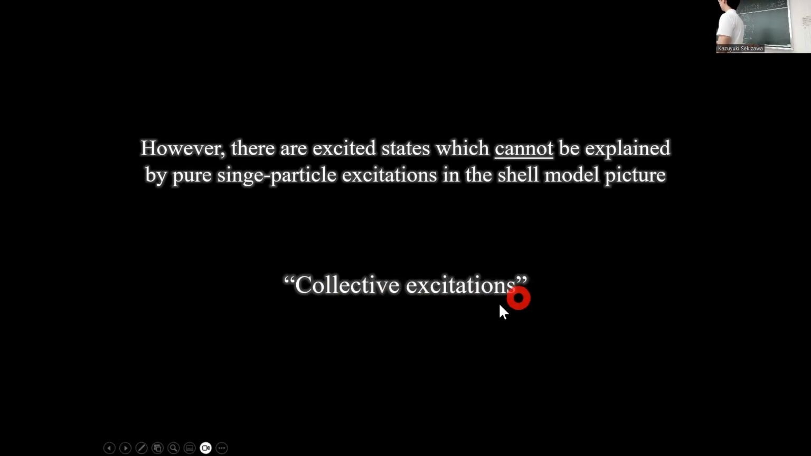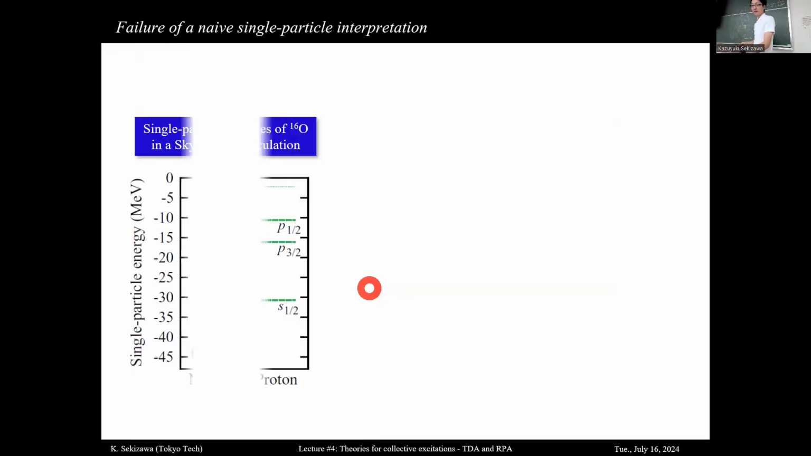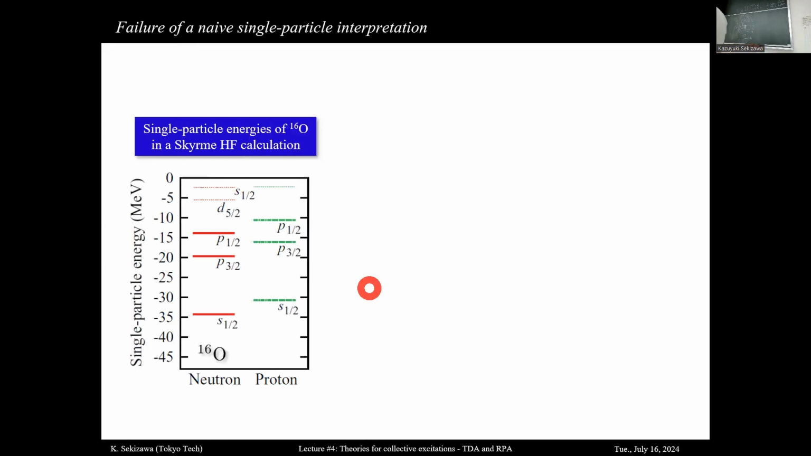Okay. So, however, there are excited states which cannot be explained simply by single particle excitations in the shell model picture. There are some excited states that cannot be explained simply using this kind of excitation. And it is a collective excitation, what we call collective excitation. Okay. So let me put one example here.